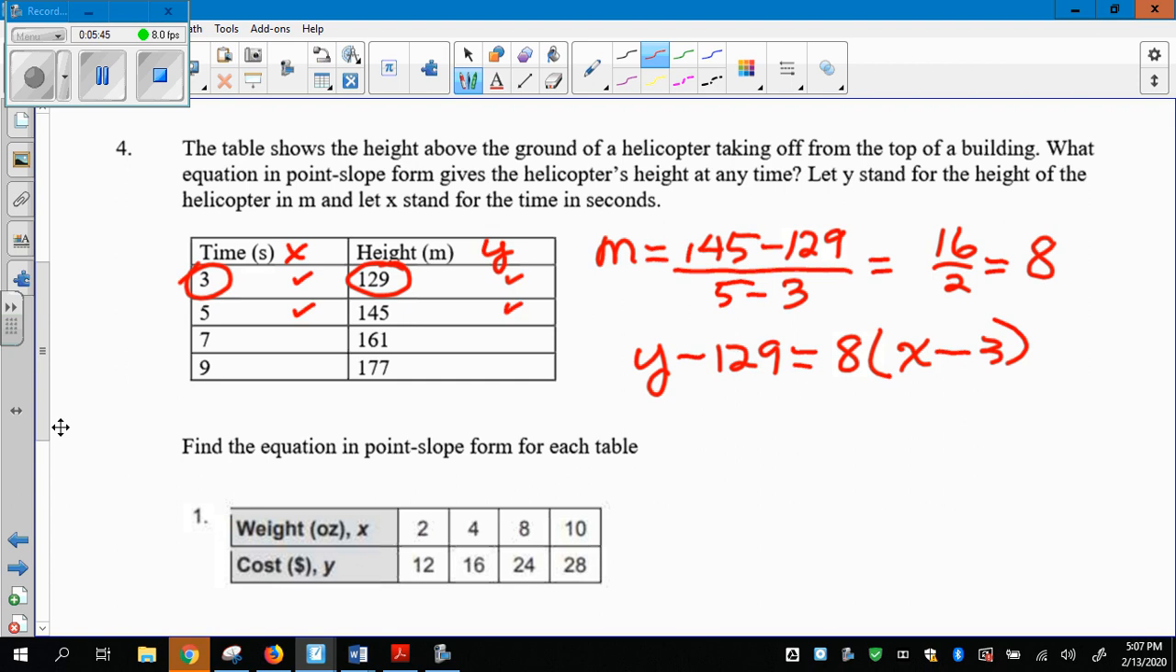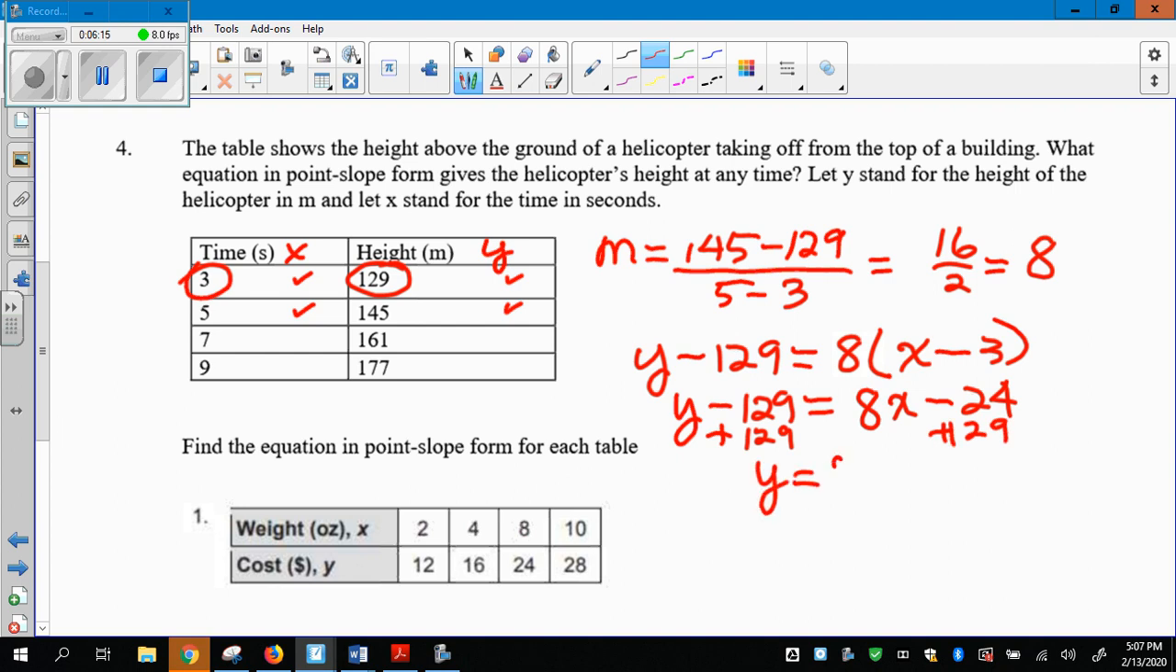You're done. Just to help you realize this, there's actually a simpler form, and it's pretty easy to change this into a simpler equation. Just simplify, get rid of the parentheses, solve it for y, and then it'll be in slope-intercept form. So I'm going to distribute the 8, and that gives me 8x minus 24, and then the only other thing you have to do is add 129 to both sides, and you get y equals 8x plus 105, I believe. And that equation looks a lot simpler.